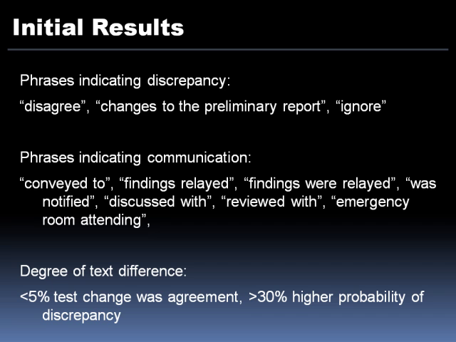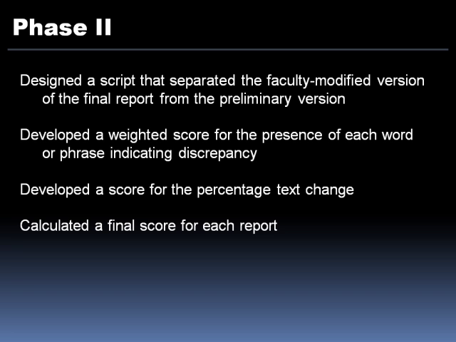So that was a pretty good formula that we used. And then a text change of greater than 30% indicated a higher probability of discrepancy. And that was actually a very valuable part of the formula, because that greater than 30% text change actually identified 30 or 40% of the discrepancy. So that was a very, very useful part of the formula.